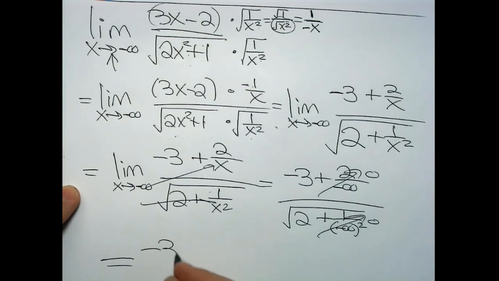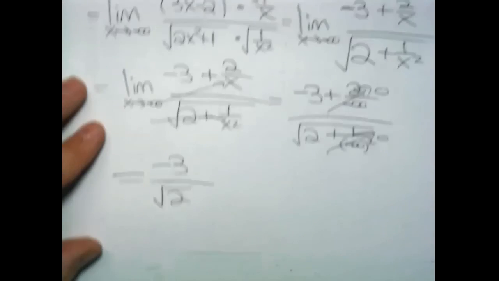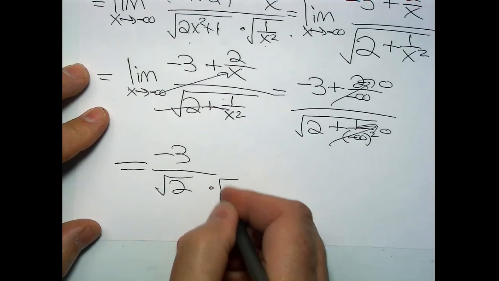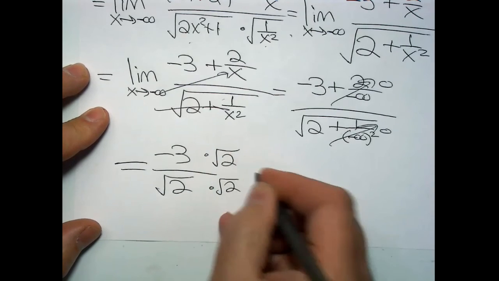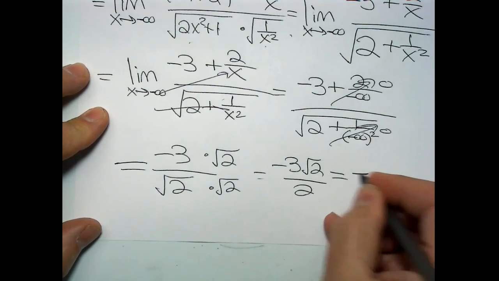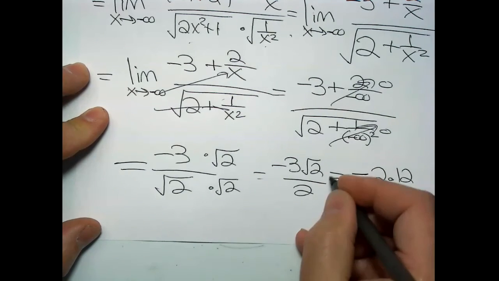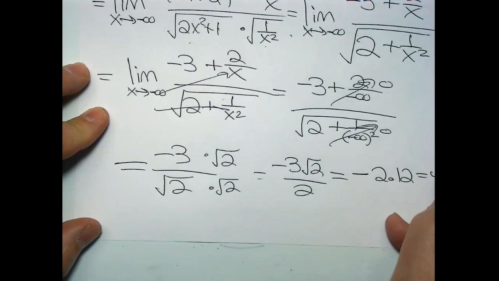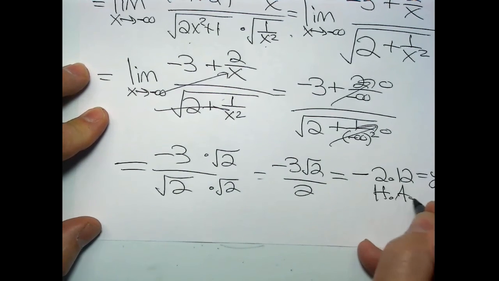And so our limit ends up being this: minus 3 over square root of 2. If you don't like the radical on the bottom, I can certainly fix that. And that is minus 2.12 approximately. And that will be another horizontal asymptote.